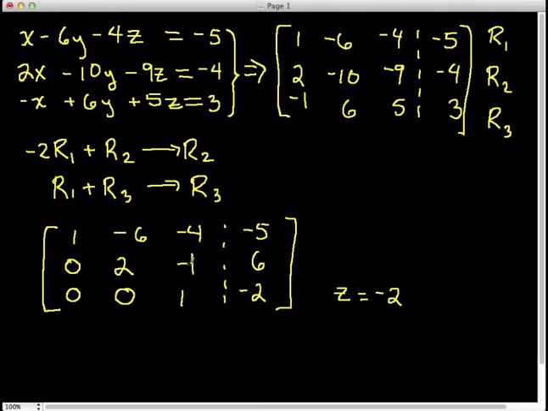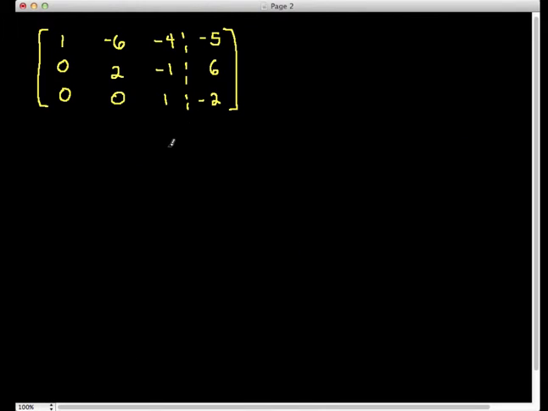And if we can, we ought to be able to figure out what x and y are as well. So let's see how that works. Okay, we're on a new page here. So here's our augmented matrix written again. Now we have some room to do some more work.